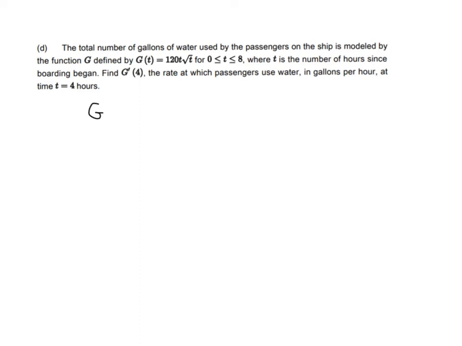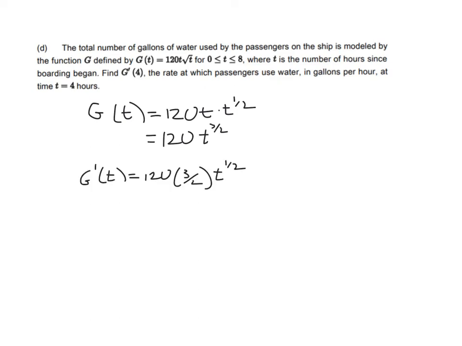So I'm just going to quickly show you how to do that. First thing I'm going to do with g of t is rewrite that square root of t as t to the 1/2. That's going to give me 120 times t to the 3/2. So I just use the power rule to do this. I end up getting 180 times the square root of t. If you get that, you get the first point for this problem.